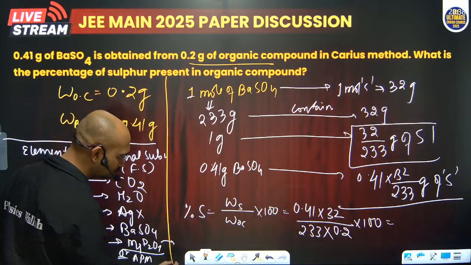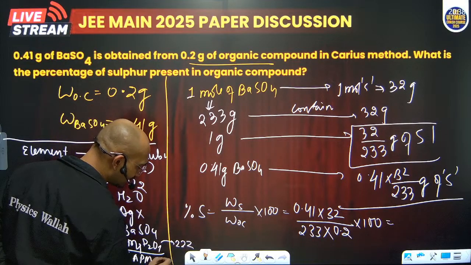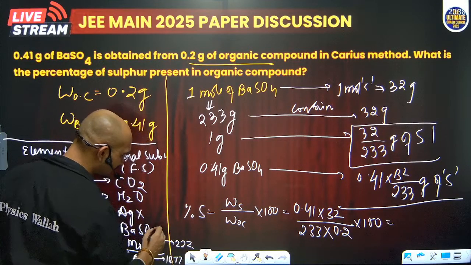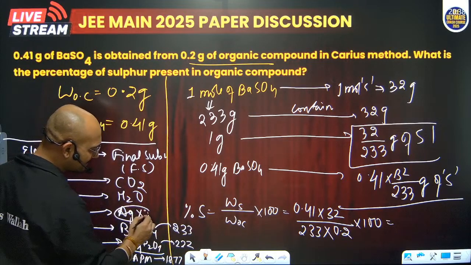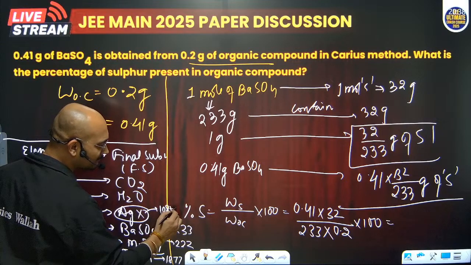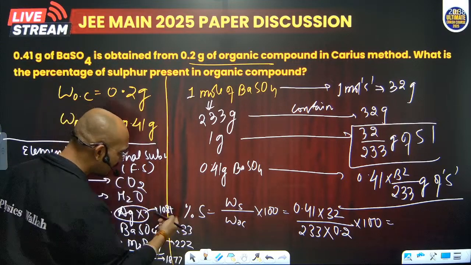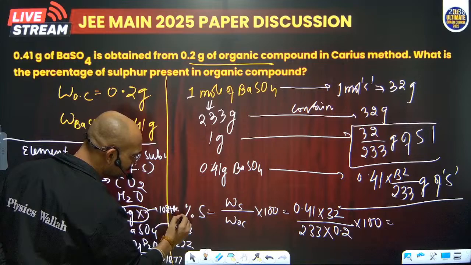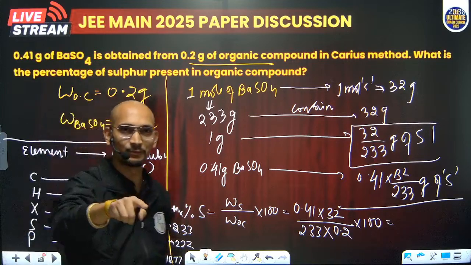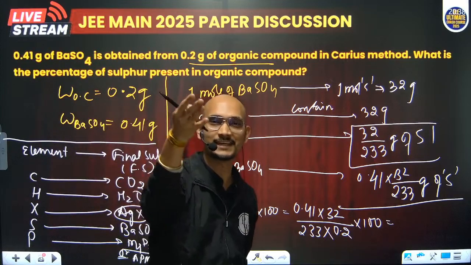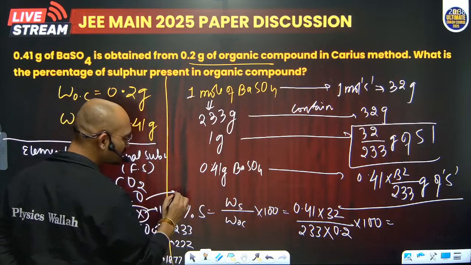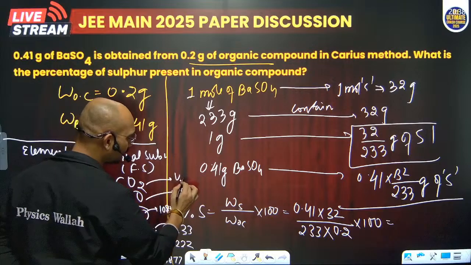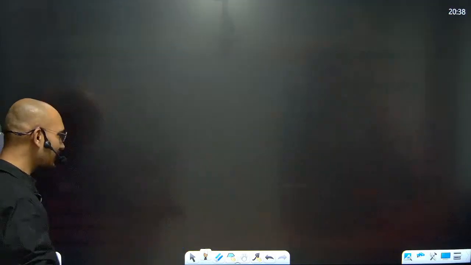This is something that you should keep in mind: what are the masses. The mass of magnesium pyrophosphate is 222, and of ammonium phosphomolybdate is 1877. The mass of barium sulfate is 233. AgX mass will be 108 plus the atomic mass of the halogen. For chlorine it is 35.5, for bromine it is 80, for iodine it is 127. H2O you know is 18, and CO2 is 44.